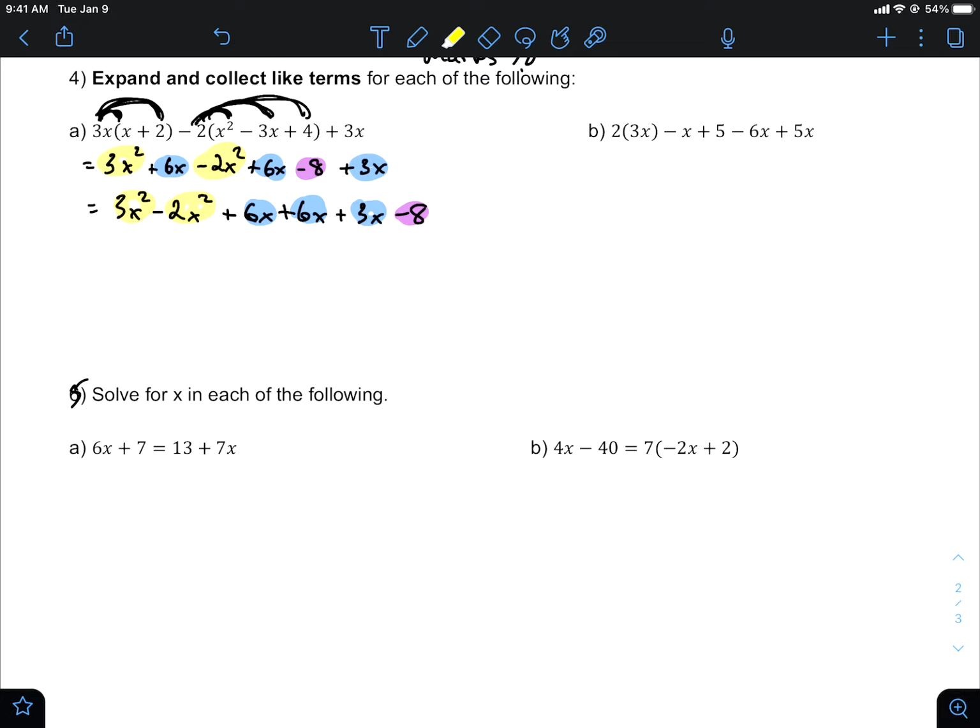Okay, and I also showed you it doesn't have to be colors. You could put boxes and circles around things and then clean it up. Right, so now you can go 3x squared take away 2x squareds. Well, that's just 1x squared. 6 plus 6 plus 3. 6 and 6 is 12, plus 3 is 15. And what kind are they? They're x's. It's 15x. And then the purples, there's nothing to be done with the purple. It's just minus 8. That's the answer I'm looking for.